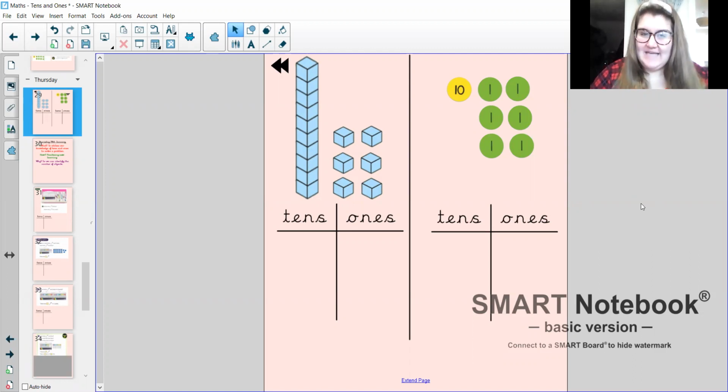So let's get started. Before we can begin, I just need to say I'm so sorry for this big watermark popping up, but I have reported it to IT and we're going to get rid of it. But we're just going to have to sort of deal with it today, if that's okay.